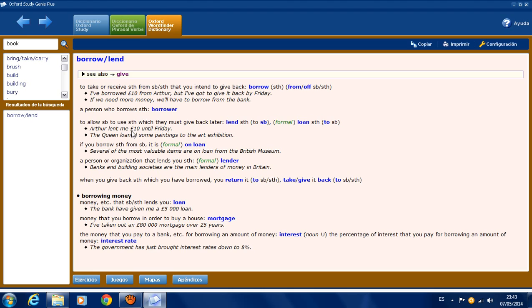Arthur lent me 10 euros until Friday. The Queen loaned some paintings to the art exhibition. So, you know, they are similar, but one is when you're giving, the other one is when you're getting.